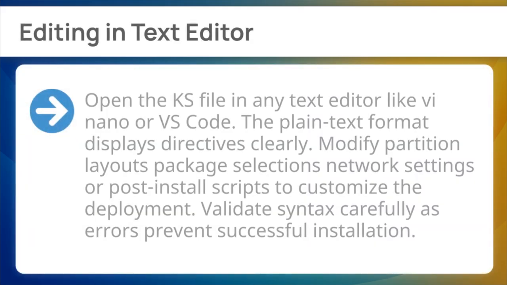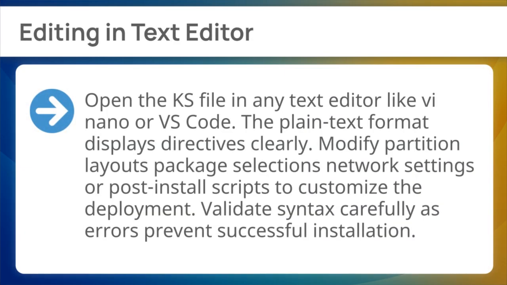First, editing in a text editor. Open the KS file in any text editor like Nano or VS Code. The plain text format displays directives clearly. Modify partition layouts, package selections, network settings, or post-install scripts to customize the deployment. Validate syntax carefully, as errors prevent successful installation.